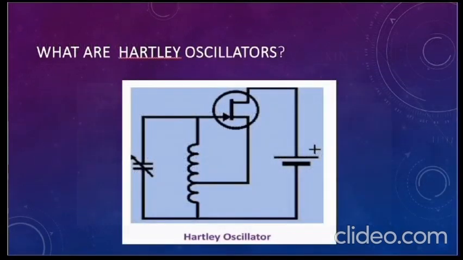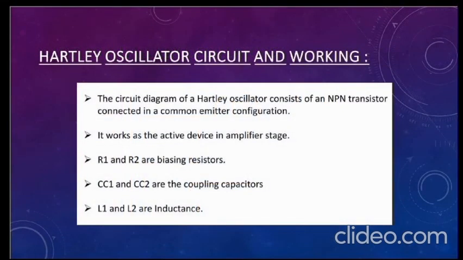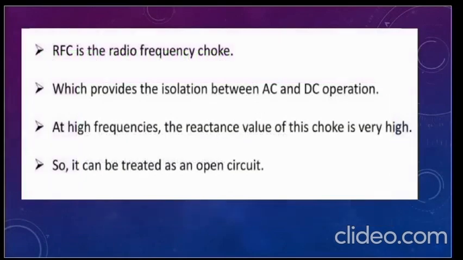Hartley oscillator diagram. Hartley oscillator circuit and working. The circuit diagram of a Hartley oscillator consists of an NPN transistor connected in a common emitter configuration. It works as the active device in the amplifier stage. R1 and R2 are biasing resistors. CC1 and CC2 are the coupling capacitors. L1 and L2 are inductors.